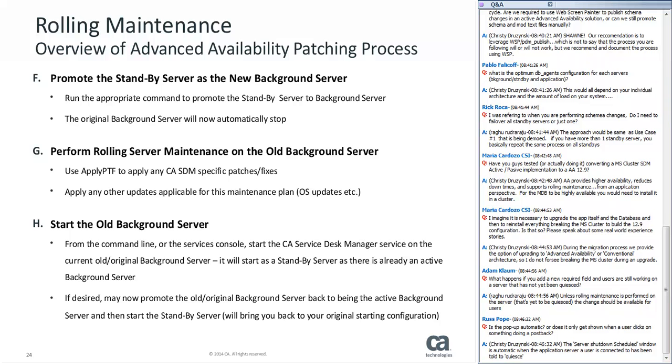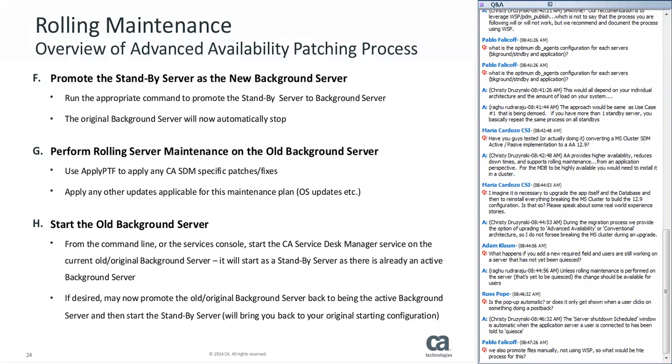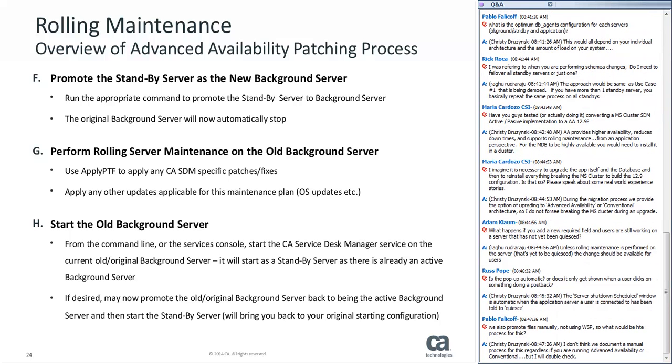If you remember, if you look at step F here, we've promoted the standby to be the new background, so the original background is no longer running. So when you start it back up, it's going to start up as a secondary because there is an active background at that point. If you desire, you can go ahead and promote that original background server back to being the active background server, and then start the standby server, which will bring you back into the original configuration that you had.